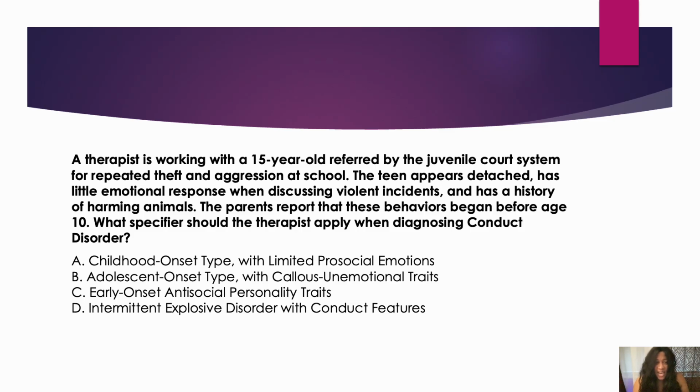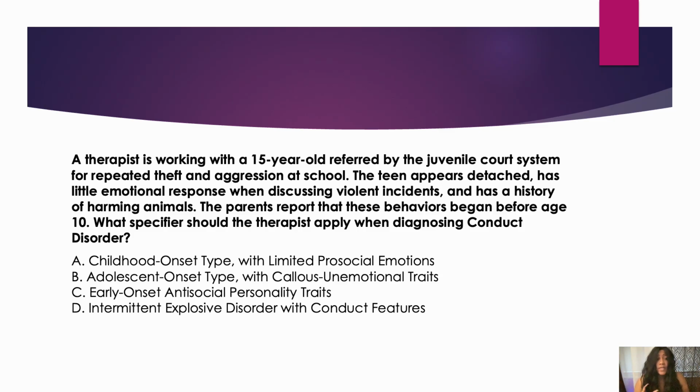C says early onset antisocial personality traits. I have never heard of that diagnosis before. I don't know if it's real. It could be real, it could not be. It doesn't sound like it's real to me, but I'm going to get rid of C because it doesn't sound right. D says intermittent explosive disorder with conduct features. Again, I've never heard of that one either. It could be real, it could not be real. I have no idea. I'm getting rid of it. C and D are definitely getting rid of because they don't stick out to me as the specifiers for conduct disorder.